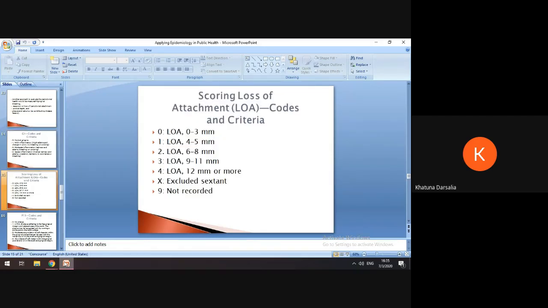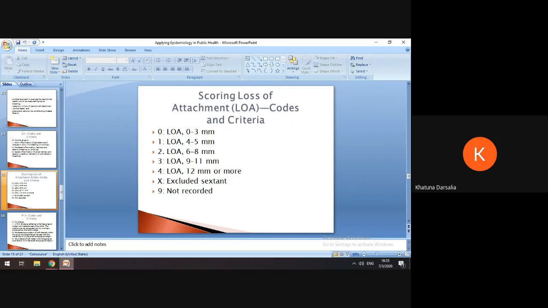And you can see the scoring for loss of attachment, LOA coding criteria. 0 means the loss of attachment is 0 to 3 millimeters, then 4 to 5 millimeters, 6 to 8, 9 to 11, 12 millimeters or more, excluded sextant and not recorded. List the coding criteria recommended by the World Health Organization for recording loss of attachment in community-based surveys.